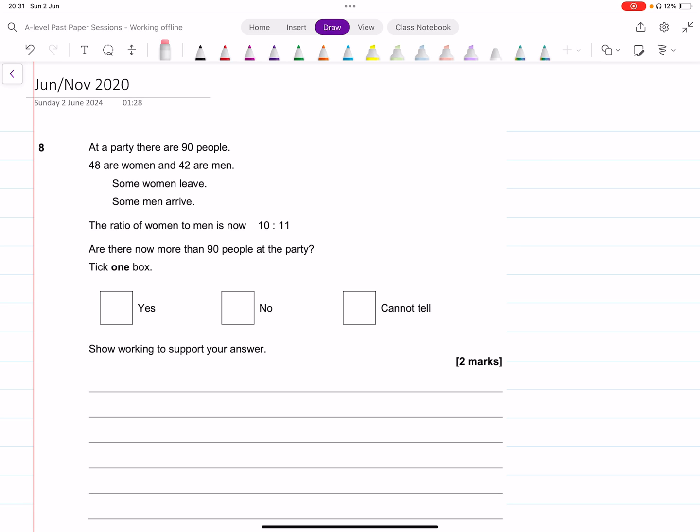Okay, so the women are leaving and the men are arriving. So that means the number of men has to be greater than 42. So men have to be more than 42. And the number of women has to be less than 48. Okay, now that's given. Now the ratio is 10 to 11, women to men. That is given to be 10 to 11.